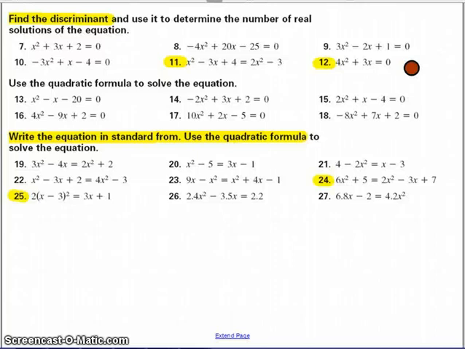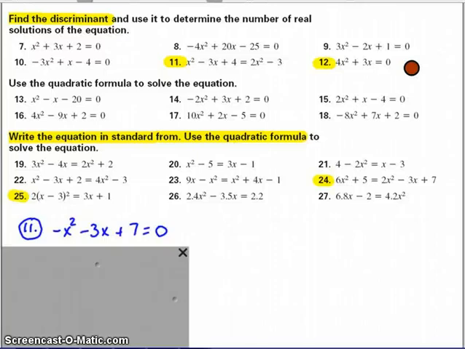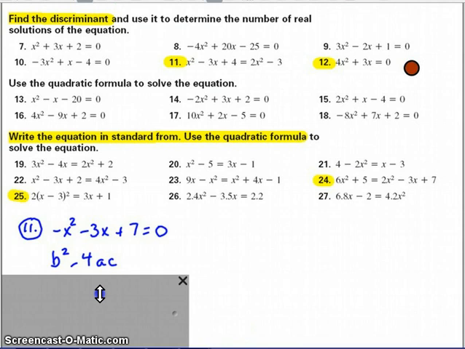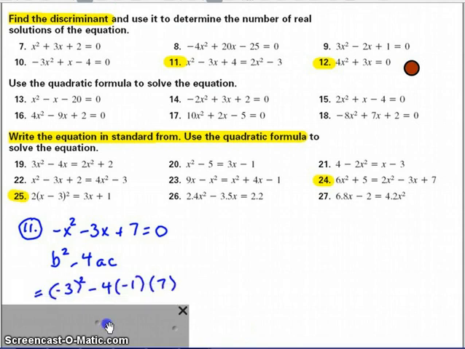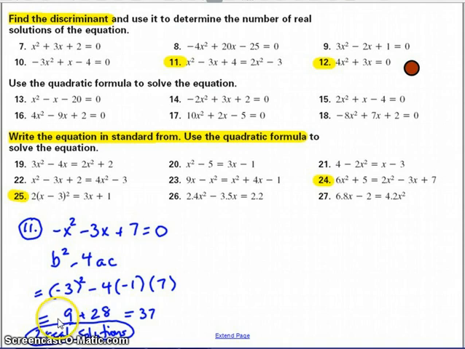Okay, I'm going to assume that you've at least done 11 and 12. So here, to get anywhere with question 11, you had to put it in standard form. So here is 11 rewritten in standard form. Now that you've done that, b squared minus 4ac turns out to be this. And then if you work that out, you're going to end up with the answer 37, which is a positive number. And so therefore, you've got two real solutions.